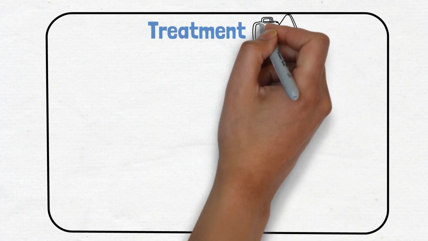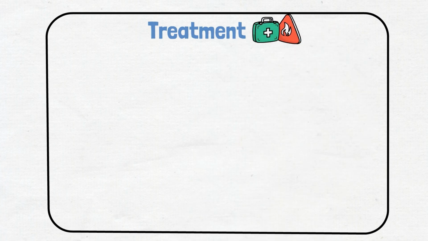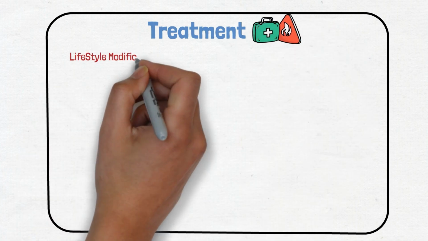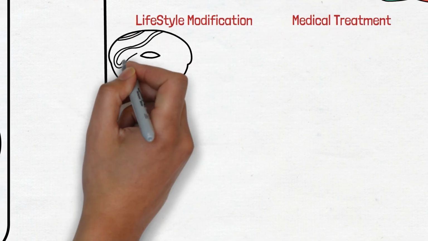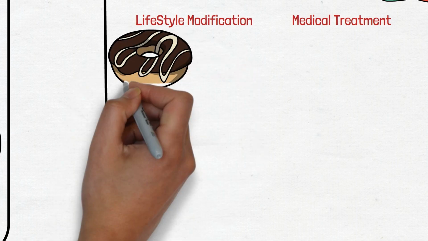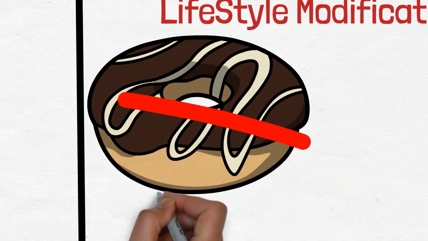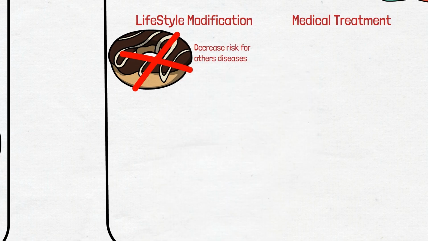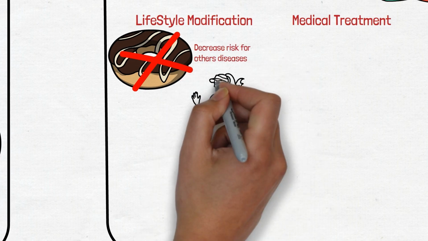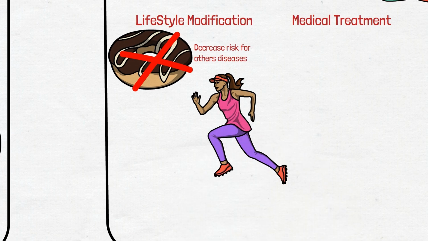Management and treatment of polycystic ovarian disease combines various approaches. It includes lifestyle changes, medical treatment and surgical treatment as well. Lifestyle advice includes dietary modification, which is appropriate in these patients as they are at an increased risk of developing diabetes and cardiovascular disease later in life.